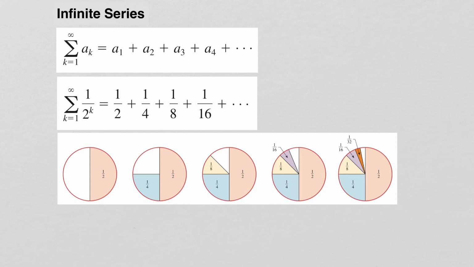Now, what about an infinite series? So an infinite series in general is when you have the sum of some ak from k equals 1 to infinity. And so this looks like a1 plus a2 plus a3 plus a4 plus ... forever. Can we find the sum of an infinite series? So can you possibly add up infinitely many numbers and actually get a number?